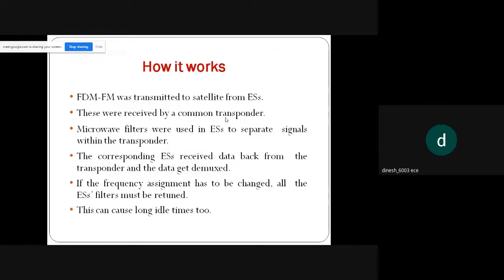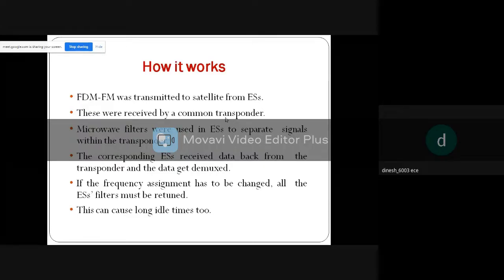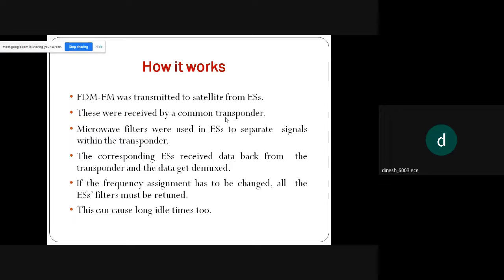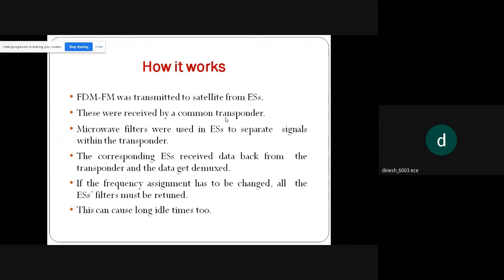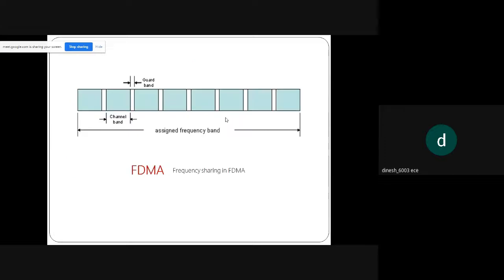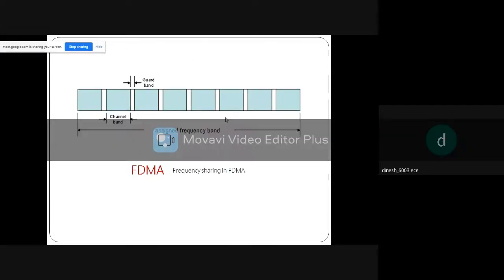How does it work? The frequency division multiplexed signal with FM is transmitted to the satellite from earth stations. They are received by the common transponder. Then microwave filters are used in the earth stations to separate signals within the transponder. The corresponding earth stations then receive data back from the transponder and the data gets demultiplexed. If the assigned frequency has to be changed, all the earth station filters must be retuned. This will also cause long idle times. So this is how frequency is shared in FDMA.